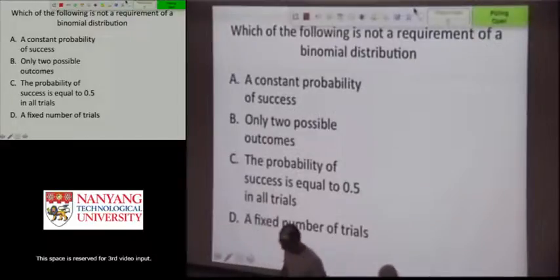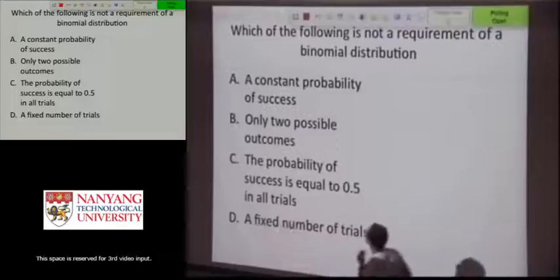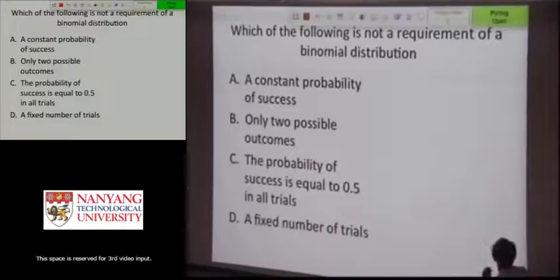Okay, so this is a clinical question. Which of the following is not a requirement of a binomial distribution?